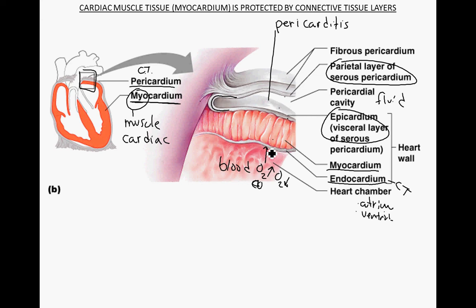Okay, so please review here the structure of the heart wall, the myocardium, the protective connective tissue layers on the outside, as well as the connective tissue layers that line the cavities.